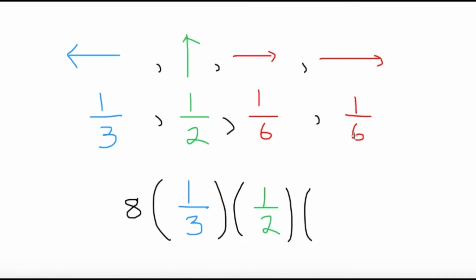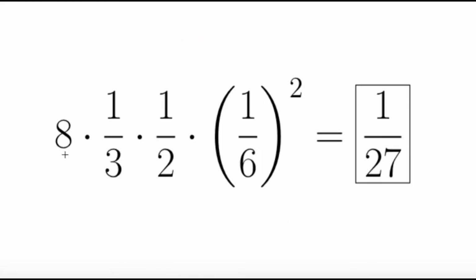Now last, for the 1/6, there are 2 arrows. So we have the 2 red 1/6, so 1/6 squared. So this is the thing that we want to evaluate, and this will result in the probability. So let's try to expand this. So it's going to be 8 times 1/3 times 1/2 times 1/6 squared.